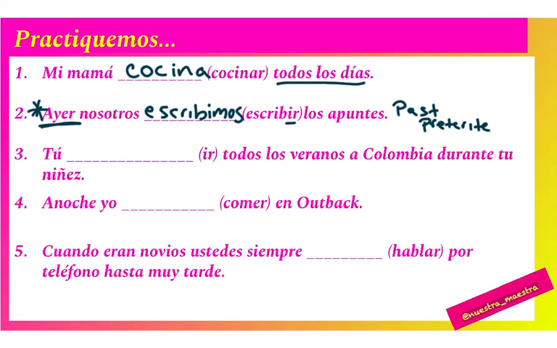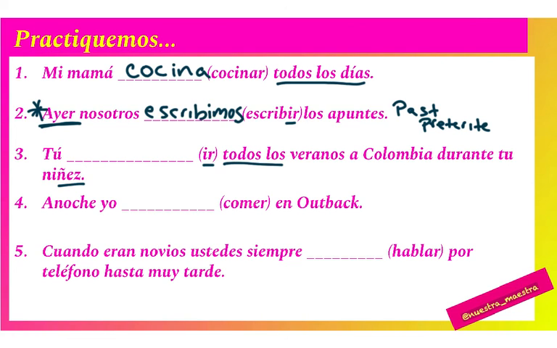Okay, número 3. Tú blank. Ir is the verb. Todos los veranos a Colombia durante tu niñez. Because this was during your childhood, it was every single summer. You are probably no longer a child. We are going to use the imperfect tense. The verb ir is irregular, therefore we must use the irregular form of the verb ir. Please write that conjugation down in the imperfect tense.